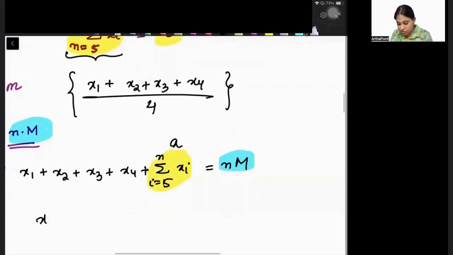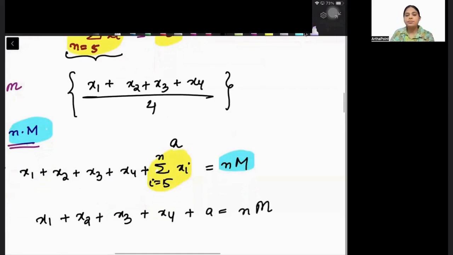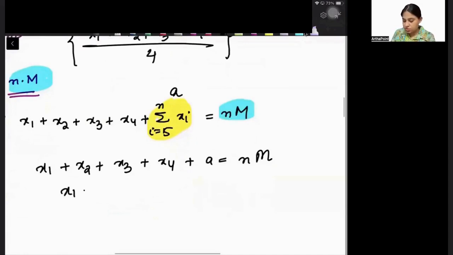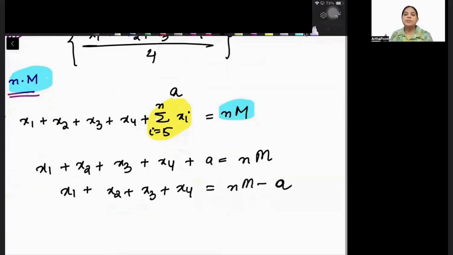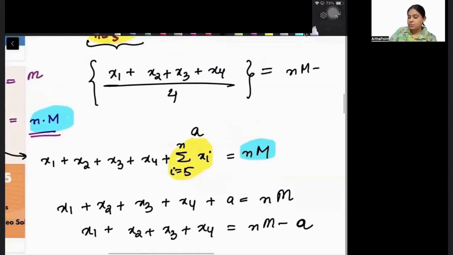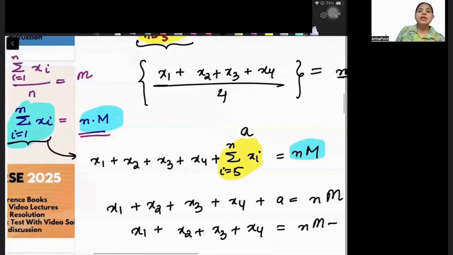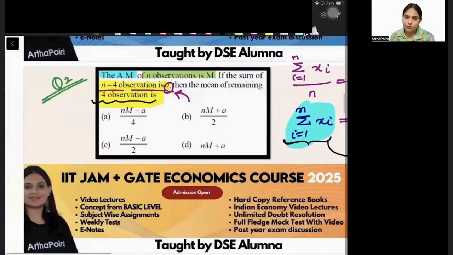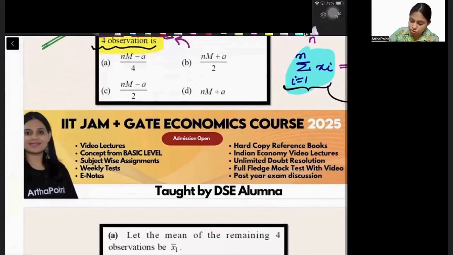Right? So I will get x1 plus x2 plus x3 plus x4 plus a is equal to n into m. So I will get x1 plus x2 plus x3 plus x4 is equal to n into m minus a. So the sum of the 4 observations will be nm minus a. So its mean will be (nm minus a) by 4. So the correct answer to this question should be A. Am I clear with this?